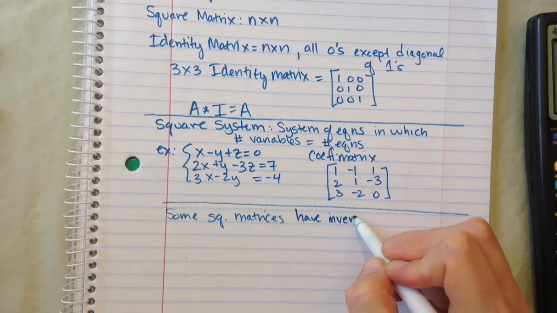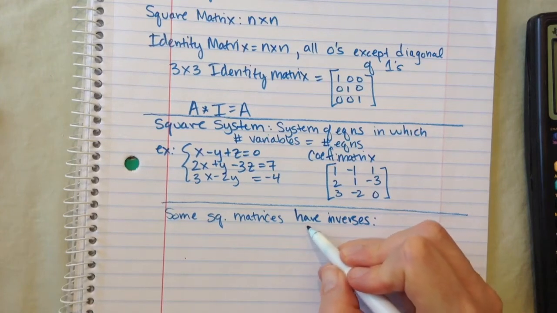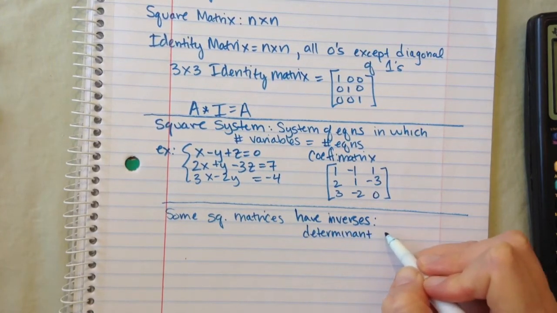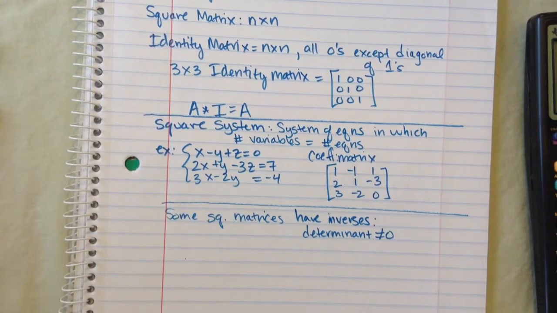Not all of them do. So how can you check which ones have inverses? What you do is you look at the determinant, and if the determinant is not equal to 0, then it has an inverse. Now, how do we find the determinant?